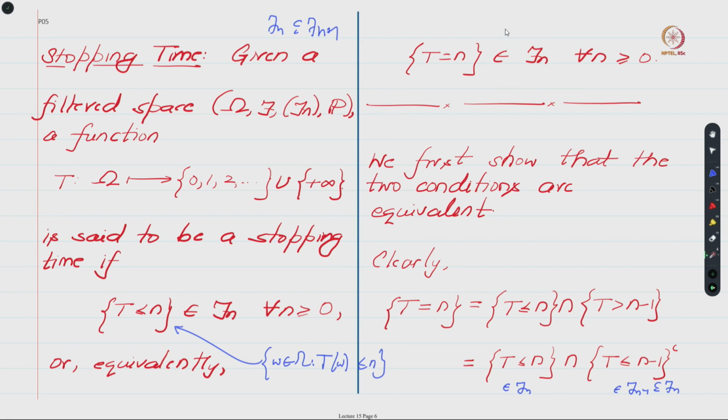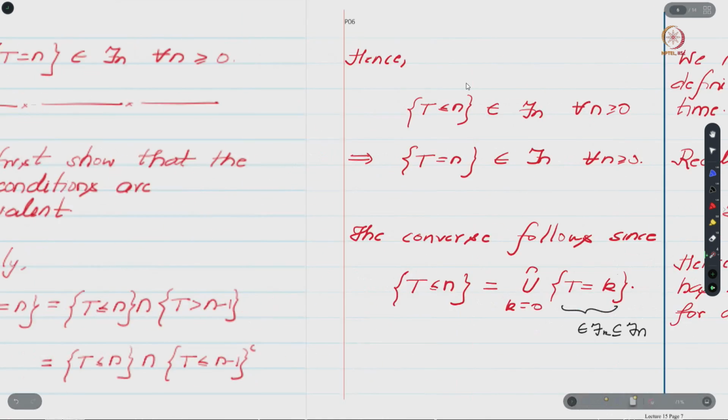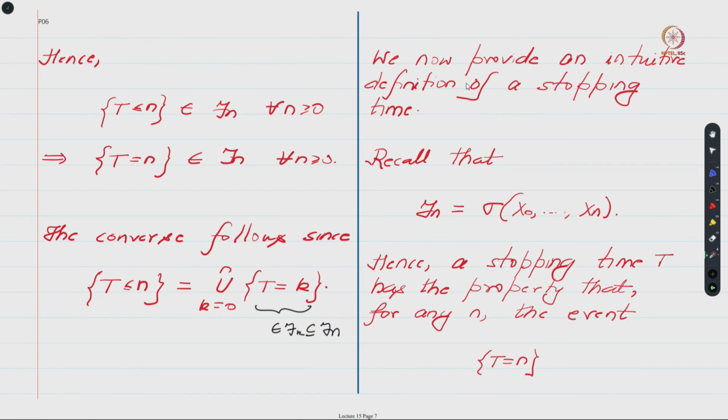So again let me repeat. A random variable T which takes values in the set of non-negative integers or plus infinity is said to be a stopping time if either T less than or equal to n belongs to F_n for all n greater than or equal to 0, or equivalently T equals n belongs to F_n for all n greater than or equal to 0. So we have now verified the equivalence between these two conditions.